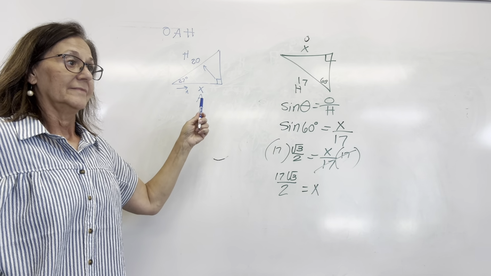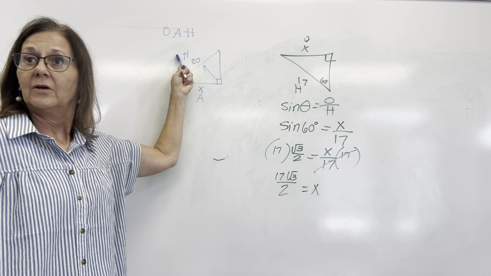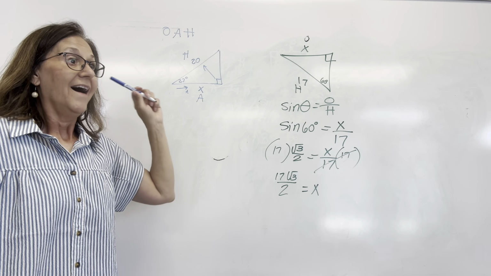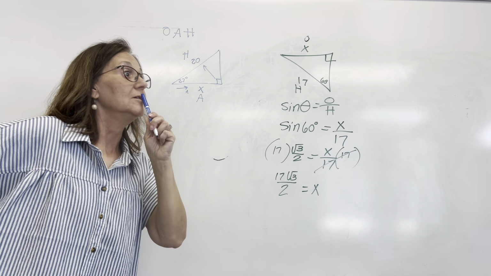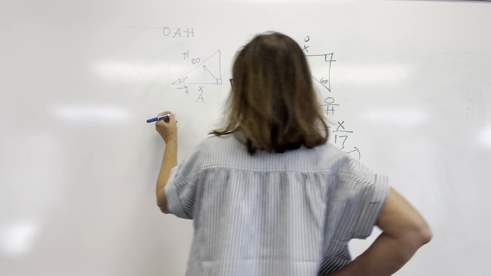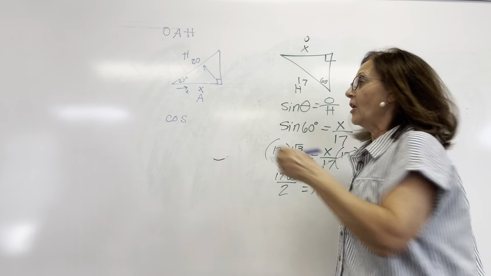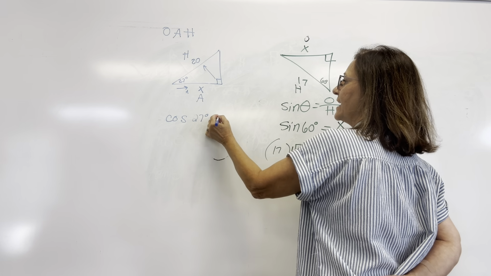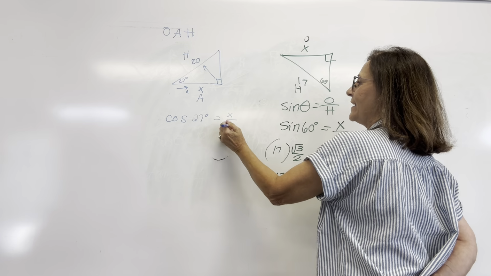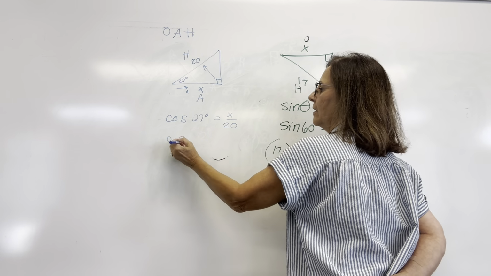We have adjacent. We have the hypotenuse. What trig ratio am I going to use? Cosine. Yes, cosine. What am I going to write next to cosine? 27. Cosine of 27 degrees equals what over what? X over 20. What is the cosine of 27? 0.8910.